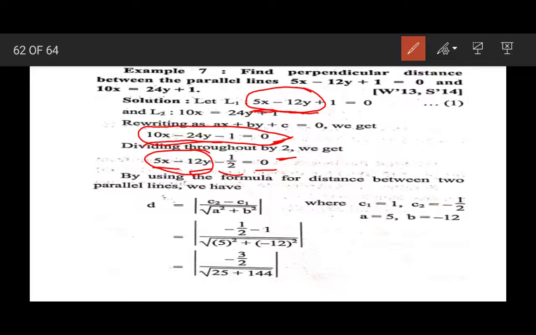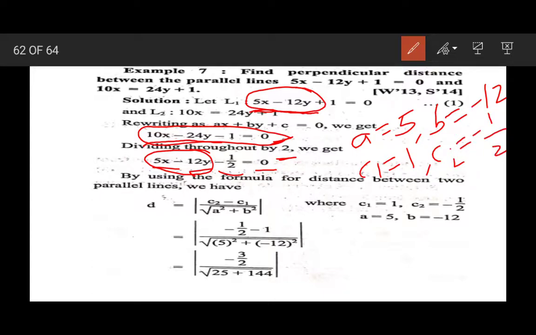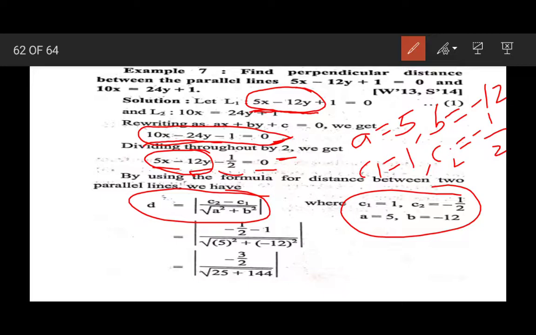Now I will take C1, C2. So here a is 5, b is minus 12, C1 is 1 and C2 is minus half. First I have to find all the values, then I have to use the formula for d. D is mod of C2 minus C1 upon root of a square plus b square. So C2 is minus half minus 1 upon root of 5 square plus minus 12 square.